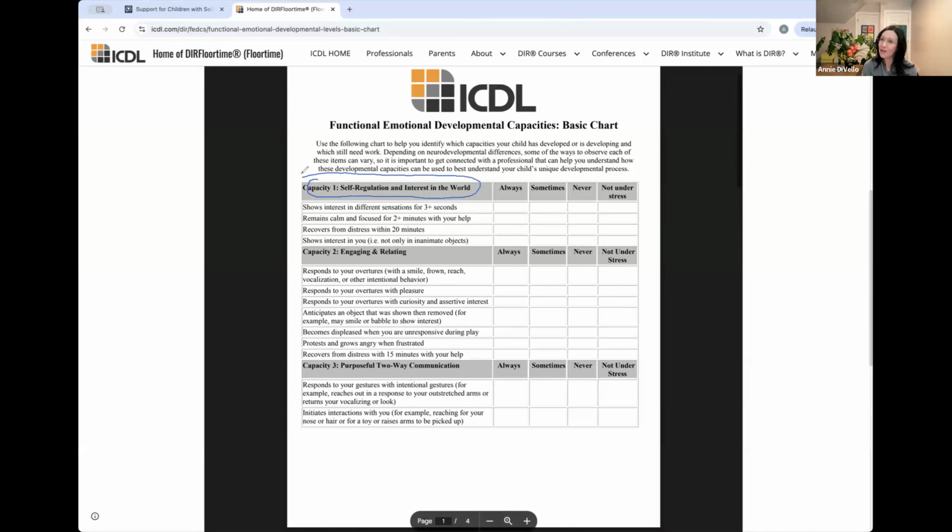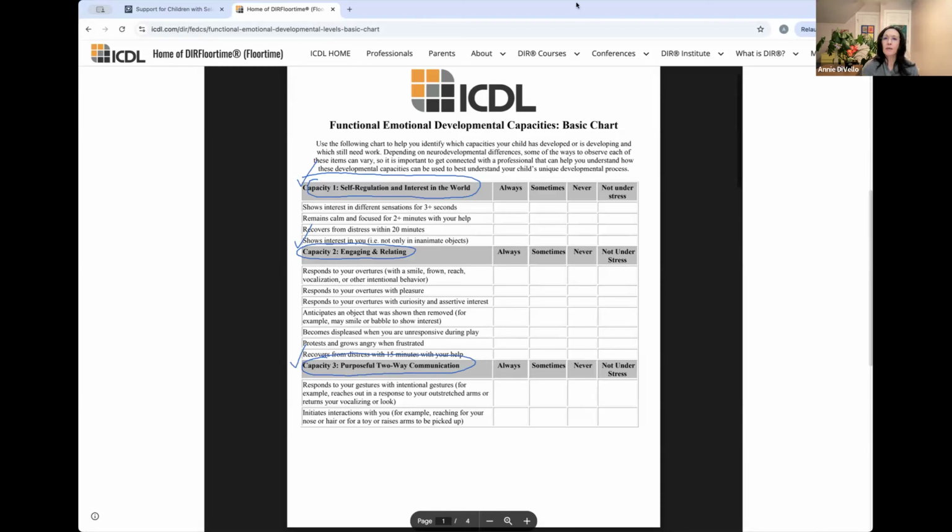So your student, you yourself need to be calm and regulated first as a foundational step. Next, that leads to the ability to engage and relate once you are regulated. And once those two pieces are in place, then that is when two-way communication becomes available. And to me, I love the work of DIR Floortime and thinking about a student's functional emotional developmental capacities, thinking about our own functional emotional developmental capacities.